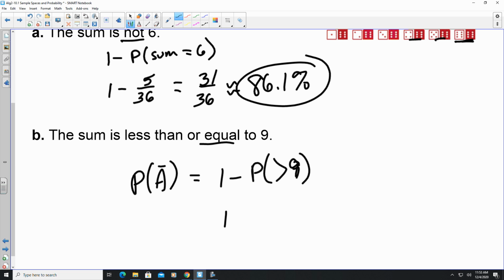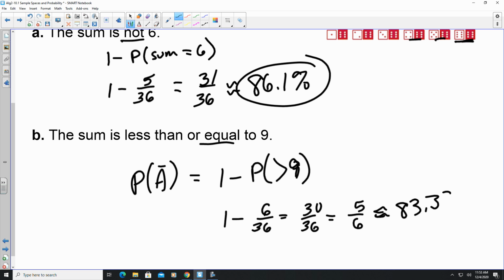So 1 minus 6 over 36 is equal to 30 over 36, which reduces to 5 over 6, which is about 83.3%. So that's another one that's highly likely, that the sum would be less than or equal to 9.